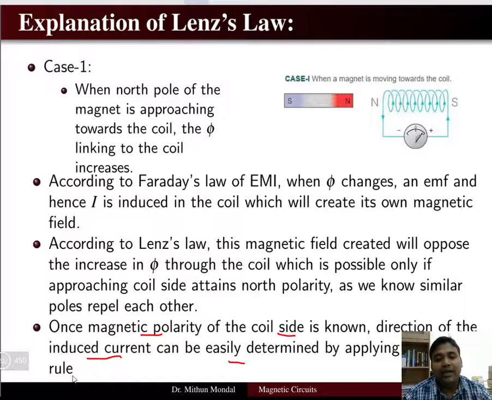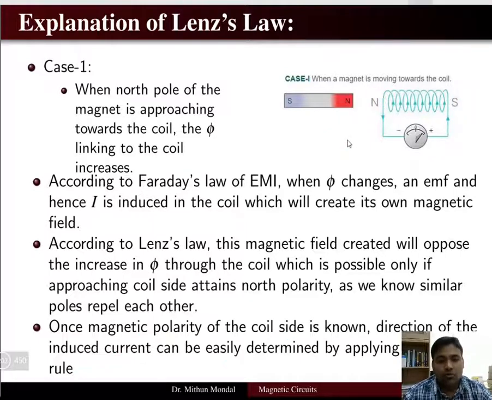So once the magnetic polarity of the coil side is known, the direction of the induced current can be easily determined by applying the right hand rule. So we have now known that the north pole is produced here, the north pole originates in this part of the coil and the south pole is here. So we can easily determine the direction of the induced current with the help of the right hand rule.